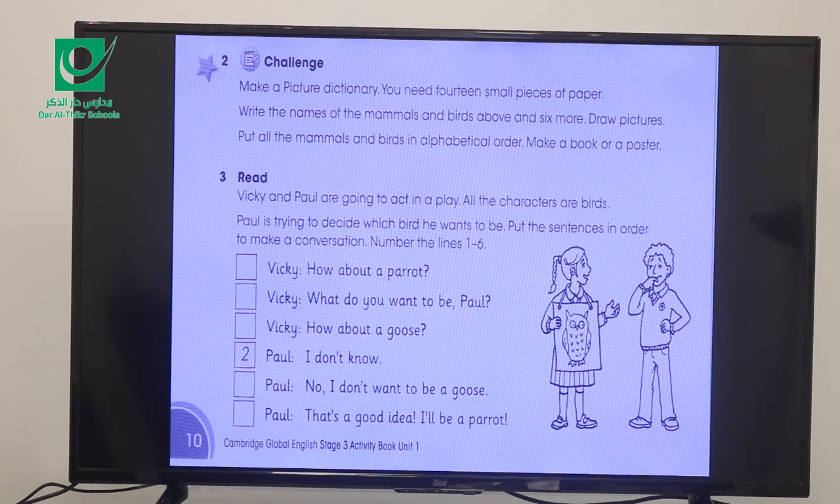I will move to exercise number 3. Vicky and Paul are going to act in a play. All the characters are birds. Paul is trying to decide which bird he wants to be. Put the sentences in order to make a conversation. Number the conversation lines from 1 to 6. Okay? So students, again, on your own, try to take some time and decide which one is the first sentence. Actually, it is, what do you want to be, Paul? Number 2 is there. I don't know.